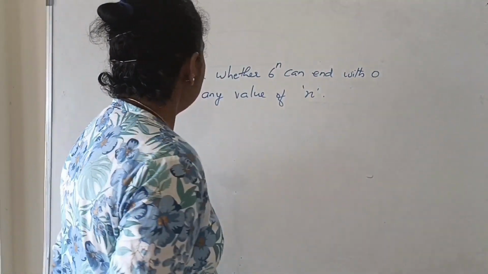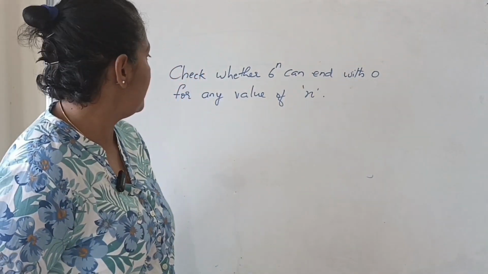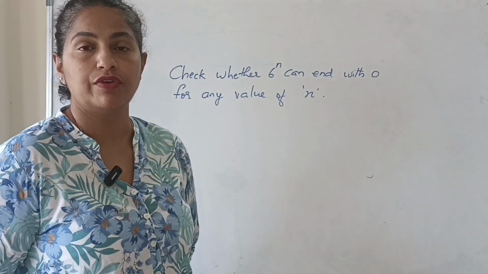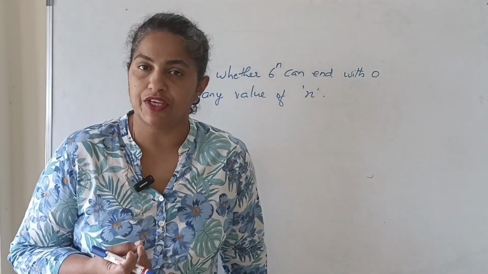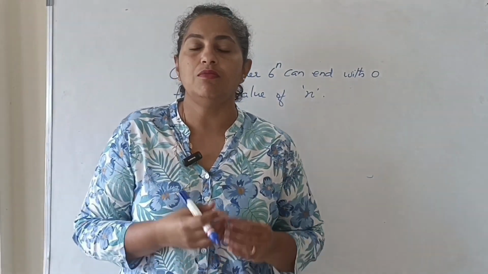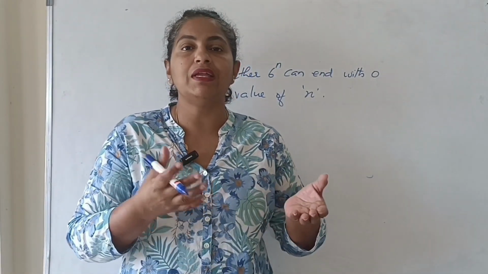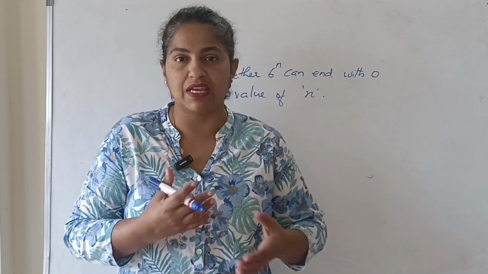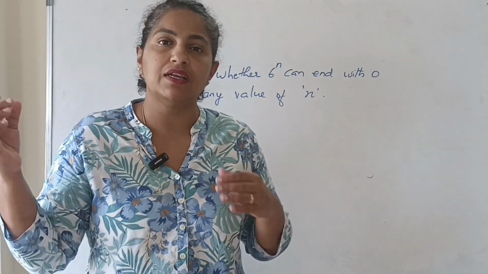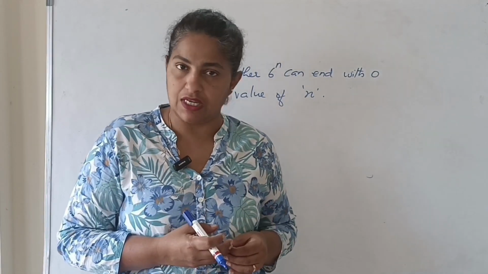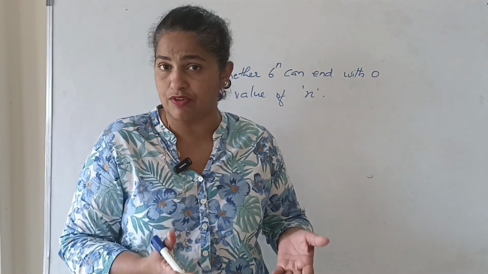So we do our first sum. Check whether 6 raised to n can end with 0 for any value of n. Now this is a direct application of the Fundamental Theorem of Arithmetic. According to the theorem, we know that a number can be factorized using prime factors in a unique way. There is no other prime factor that comes into the factorization of a particular number other than the ones that we are finding out.